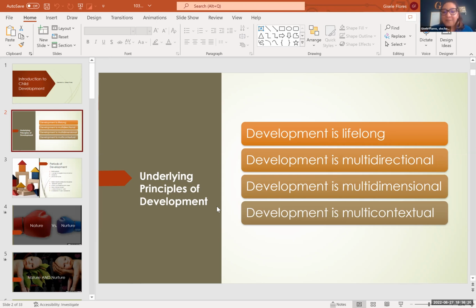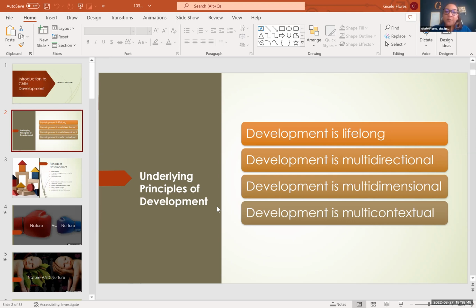Development is also multidimensional. What that means is that there is development and growth and change occurring in several different domains simultaneously. The domains covered in our class together and in your textbook are the physical domain, the cognitive domain, and the social and emotional domain.